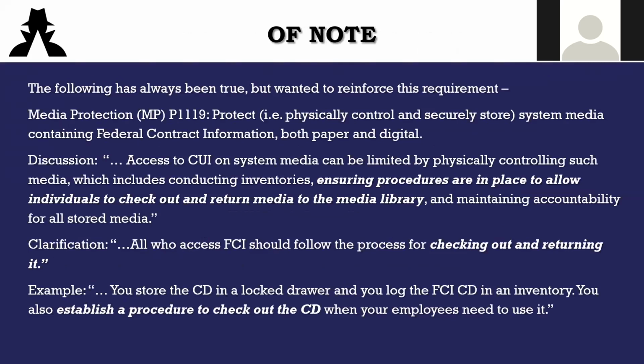One thing I wanted to address, because they gave a pretty good example, and this may not be clear to a lot of folks, I believe this is a level 2 control at this point, which is protect, physically control, and securely store system media containing federal contract information, both paper and digital. And I kind of bolded and italicized some of these. You have to ensure procedures are in place to allow individuals to check out and return media to the media library and maintain accountability for all stored media. And then the clarification, all who access FCI should follow the process for checking out and returning it. An example, you store the CD in a locked drawer and you log the FCI CD in an inventory. You also establish a procedure to check out the CD when your employees need to use it.